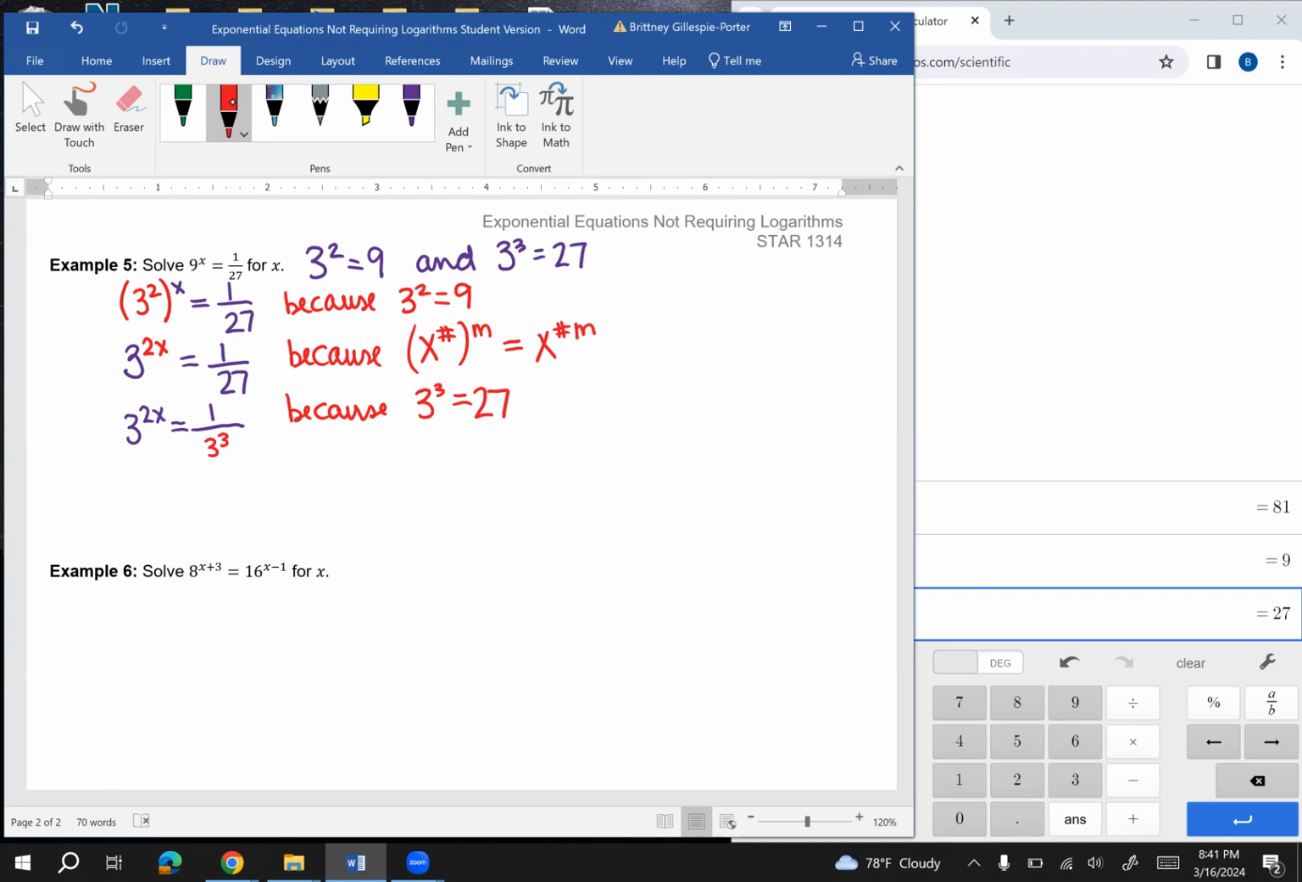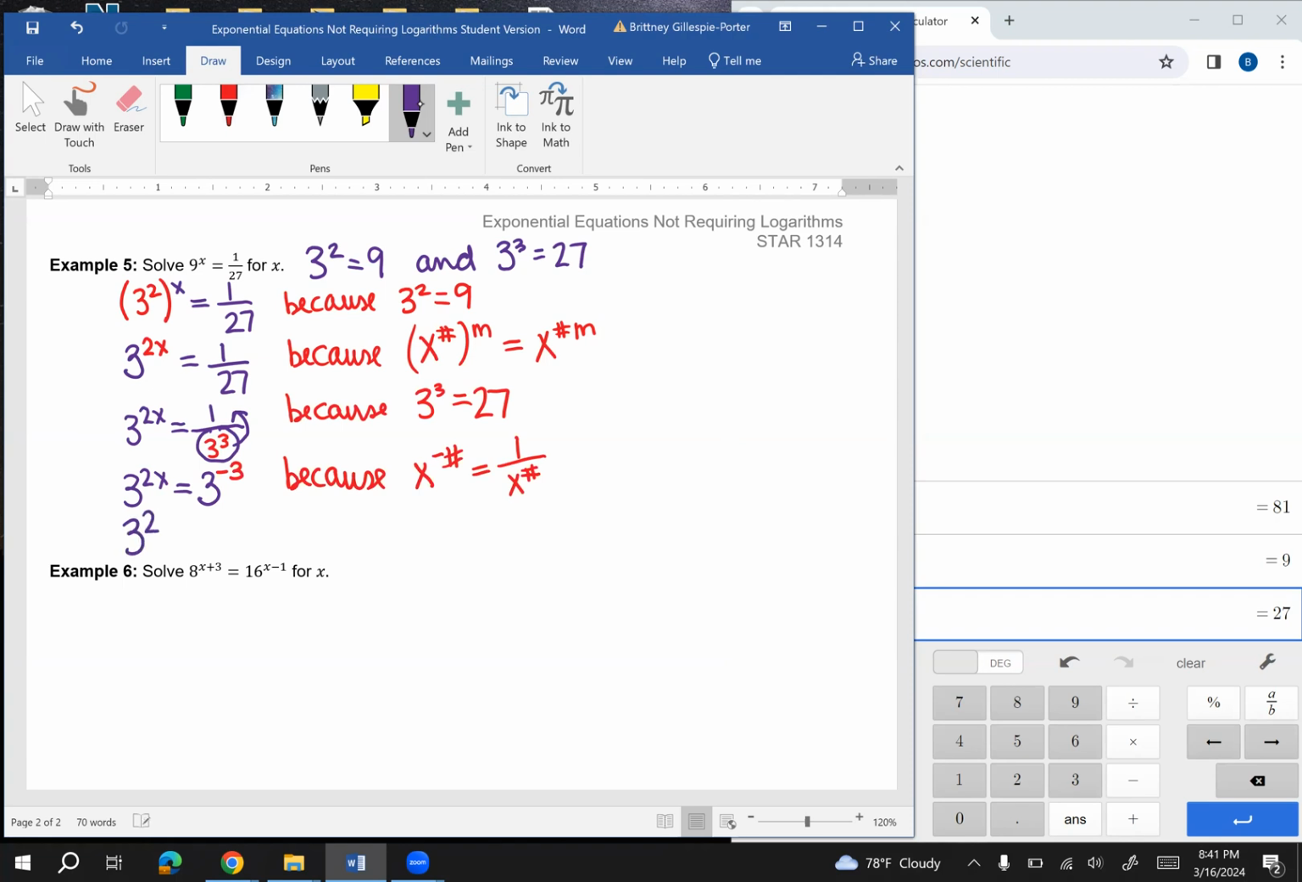We can't just cancel our base 3's because we have a big 3 and a little 3. This 3 from the denominator needs to come up. Remember, to do that, we need to change the sign on the exponent. And that is from our exponent rule of if we have x to a negative number, that becomes 1 all over x to a positive number. And this works forwards and backwards. So if it's in the bottom, we can move it up as long as we make it negative.